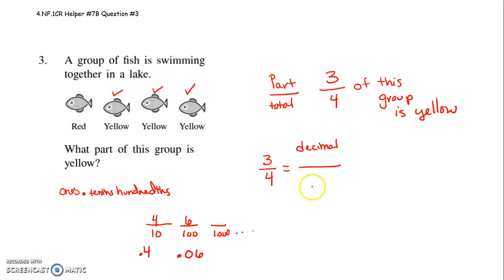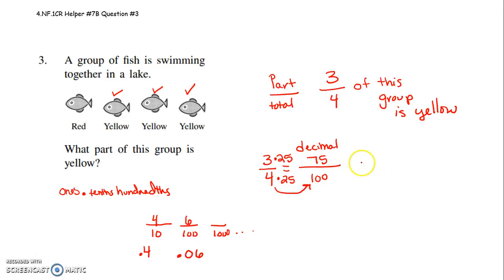Well, we would say, could we put a 10 here? Is 4 times some whole number 10? No, that doesn't help. But we could put 100 here. 4 times what is 100? Well, 4 times 25 is 100. And if you're going to multiply the denominator by 25 to find an equivalent fraction, you multiply the numerator by 25. 3 times 25 is 75.